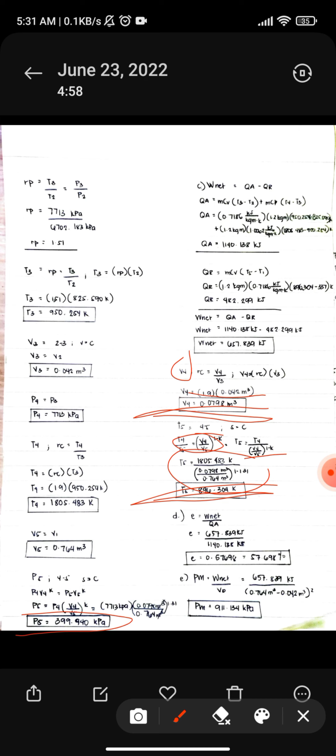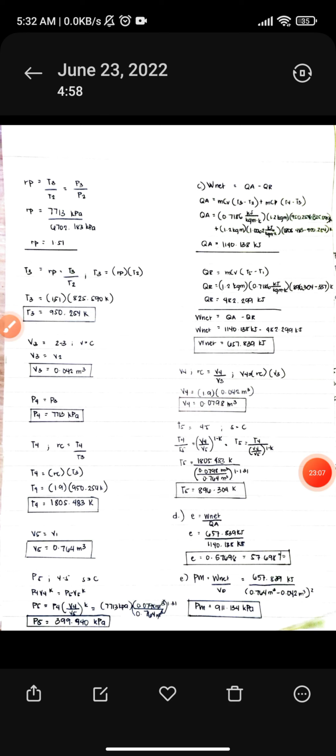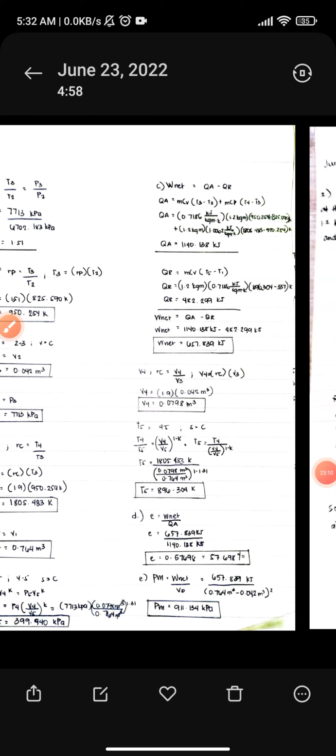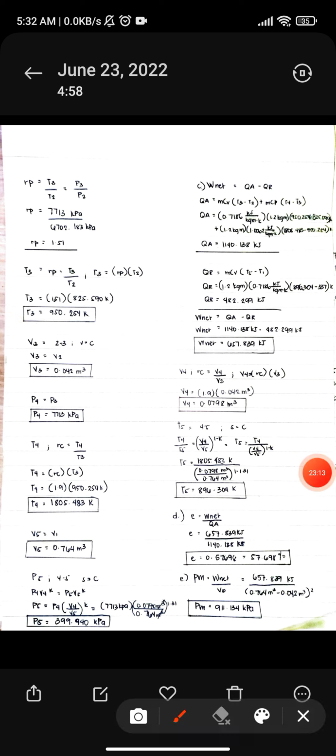So for the E naman, we have formula na W net over QA. So first, solve muna natin yung ating W net. So for W net naman, W net is we have QA minus QR. So para ma-solve natin yung ating W net, kunin muna natin yung ating QA at yung QR.